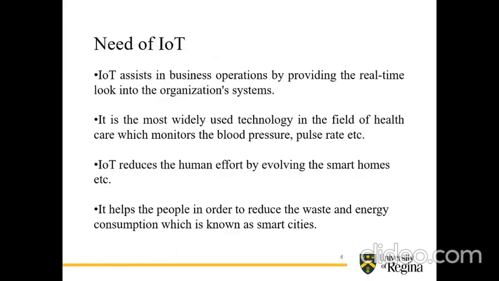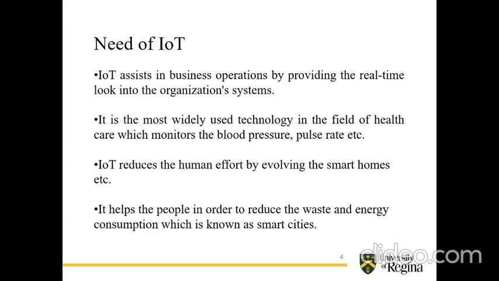Why do we need IoT? IoT assists in business operations by providing a real-time look into the organization's systems. It is the most widely used technology in the field of health care, which monitors the blood pressure, pulse rate, etc. We have small devices to measure pulse rate or blood pressure, which come under IoT. IoT reduces human effort by evolving smart homes. Like we have smart home automation systems, like doors open automatically when we need to park our car, especially the garage one. We have a button, we just click the button and the car garage door automatically opens and we can park our cars.